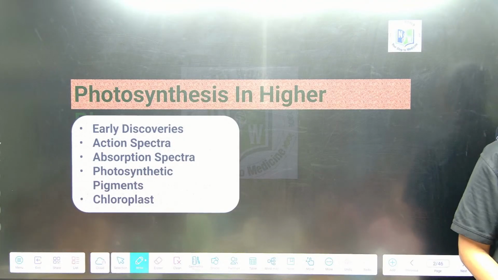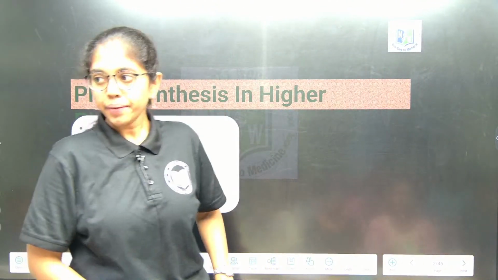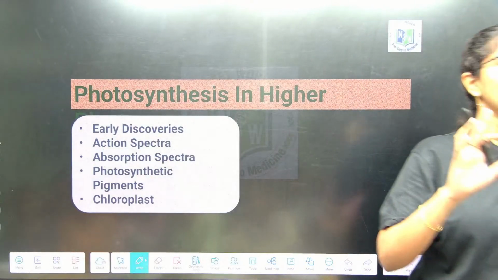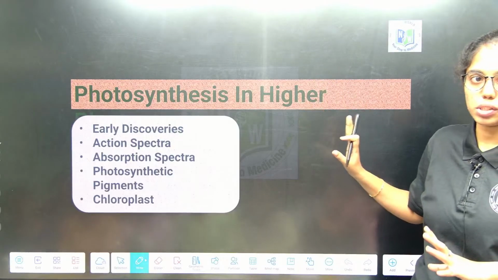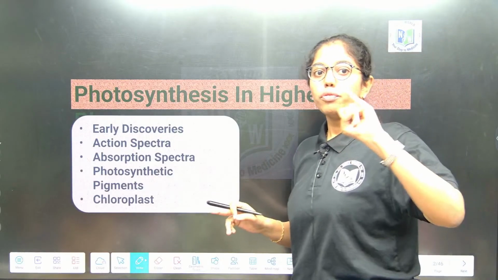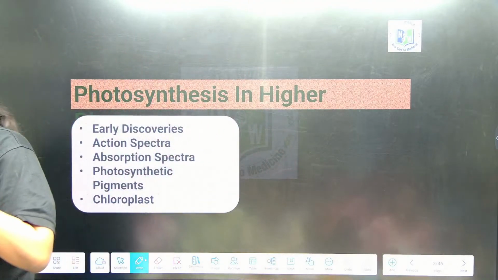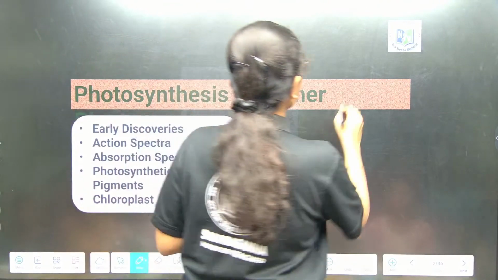Here everybody, sit straight. From your NCERT 11, major sets of questions are covered from cell biology and plant physiology. Cell biology is done, now plant physiology. From these 3 chapters: photosynthesis in higher plants, respiration in plants, and plant growth and development. In photosynthesis in higher plants, what are the contents you have to go through?